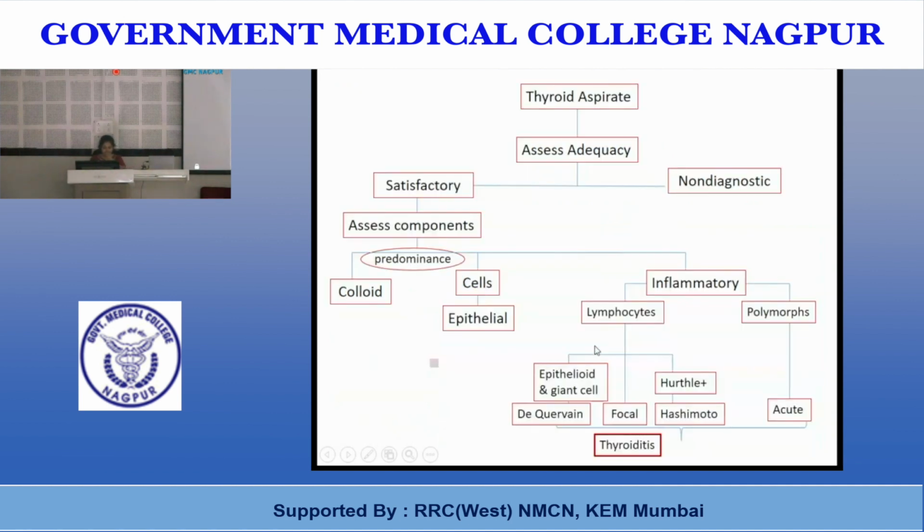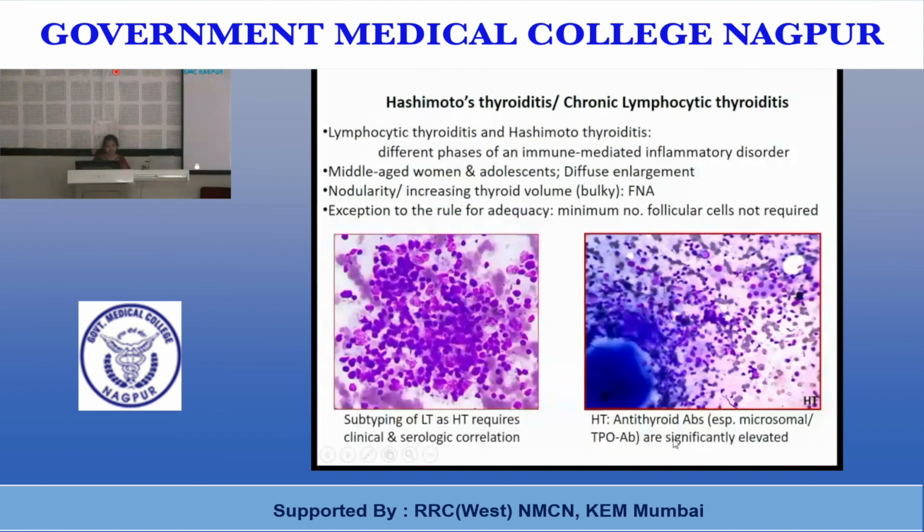Now, if you have a prominent inflammatory infiltrate, look carefully: is it mostly lymphocytes or is it polymorphs? If it is polymorphs, obviously it's an acute thyroiditis. If lymphocytes, look at the accompanying cells and then you will be able to identify the thyroiditis. Now lymphocytic thyroiditis and Hashimoto's are supposed to be different phases of an immune-mediated inflammatory disorder, again seen in middle-aged females, and mostly they have diffuse enlargement. So why do they come for an FNA? When either it is becoming very bulky or if new nodules suddenly appear.